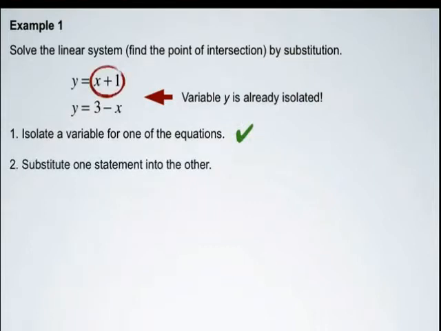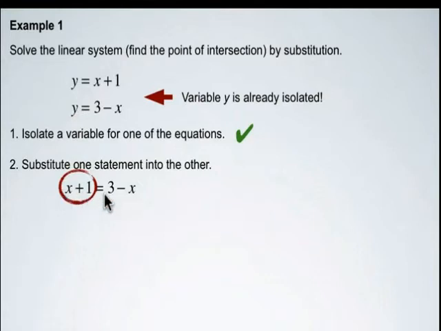So we're going to move on to step 2. Substitute one statement into the other. So the first statement is x plus 1, and we're going to sub that in for our y in the other equation. Remember that y is equal to x plus 1, and the y's here are the exact same. Remember, at the point of intersection, our y's and our x's are equal. So this y is equal to this y. So we can say that if this y is equal to x plus 1, then this y is also equal to x plus 1. So we're going to replace it with x plus 1.